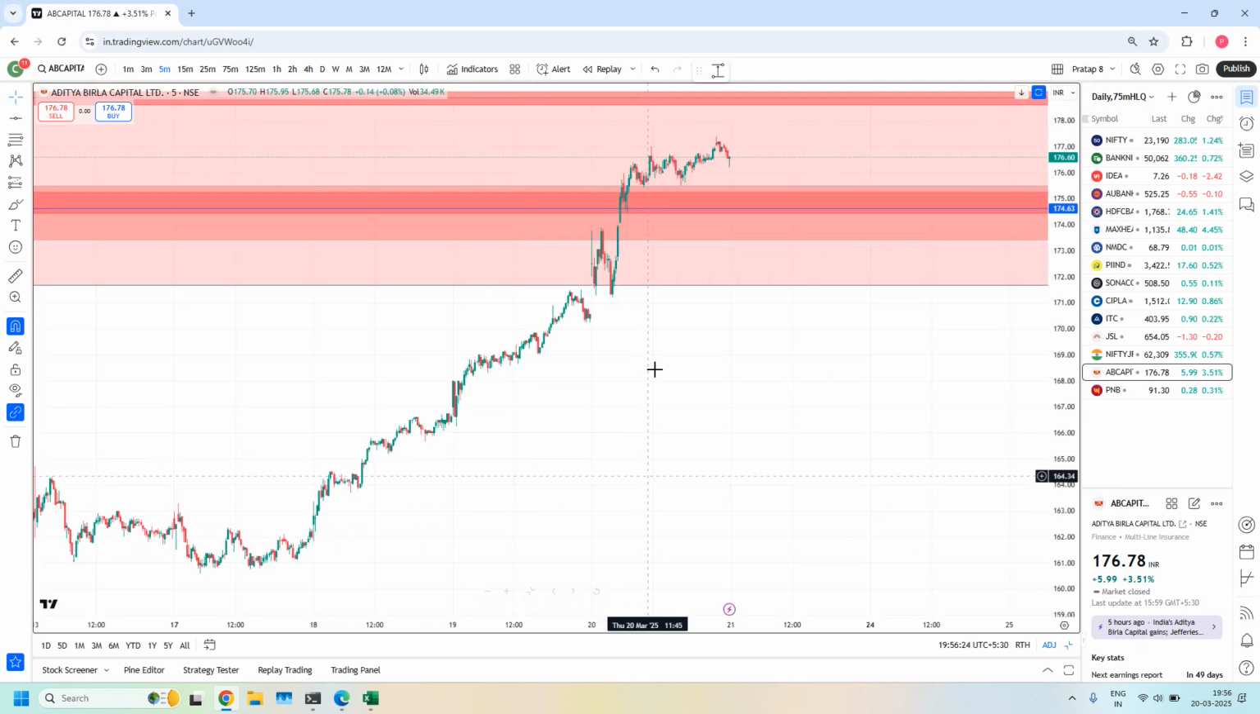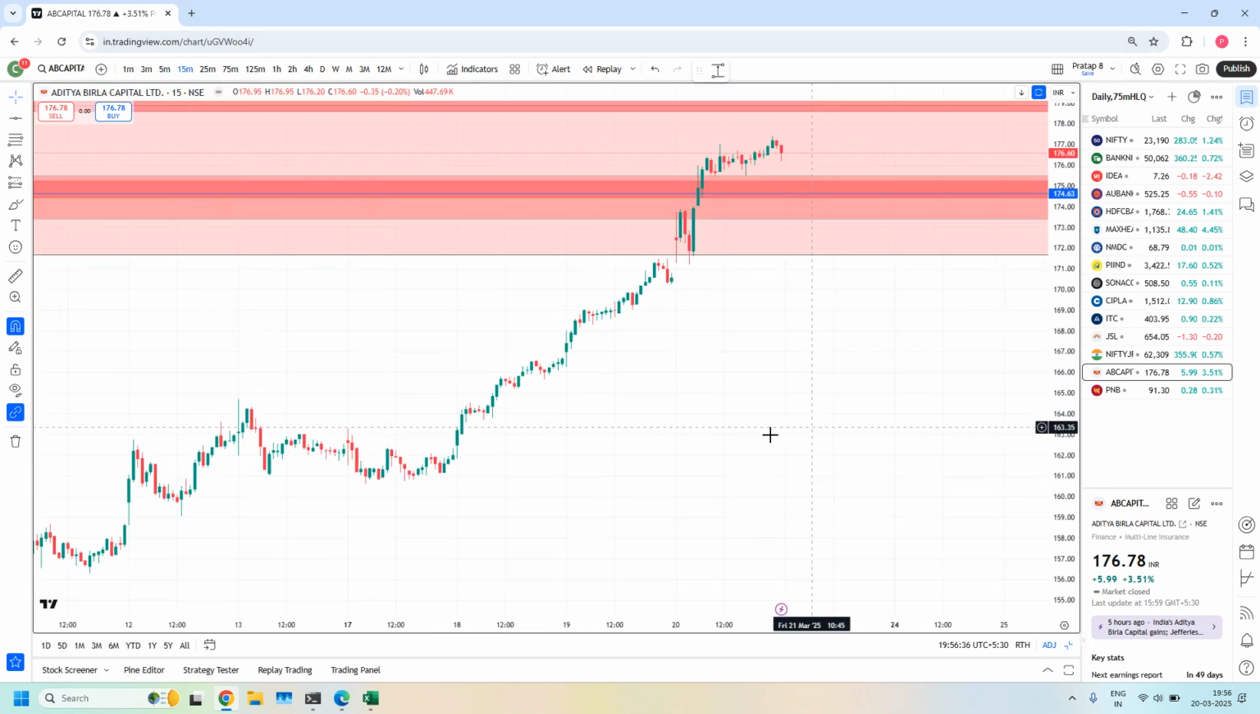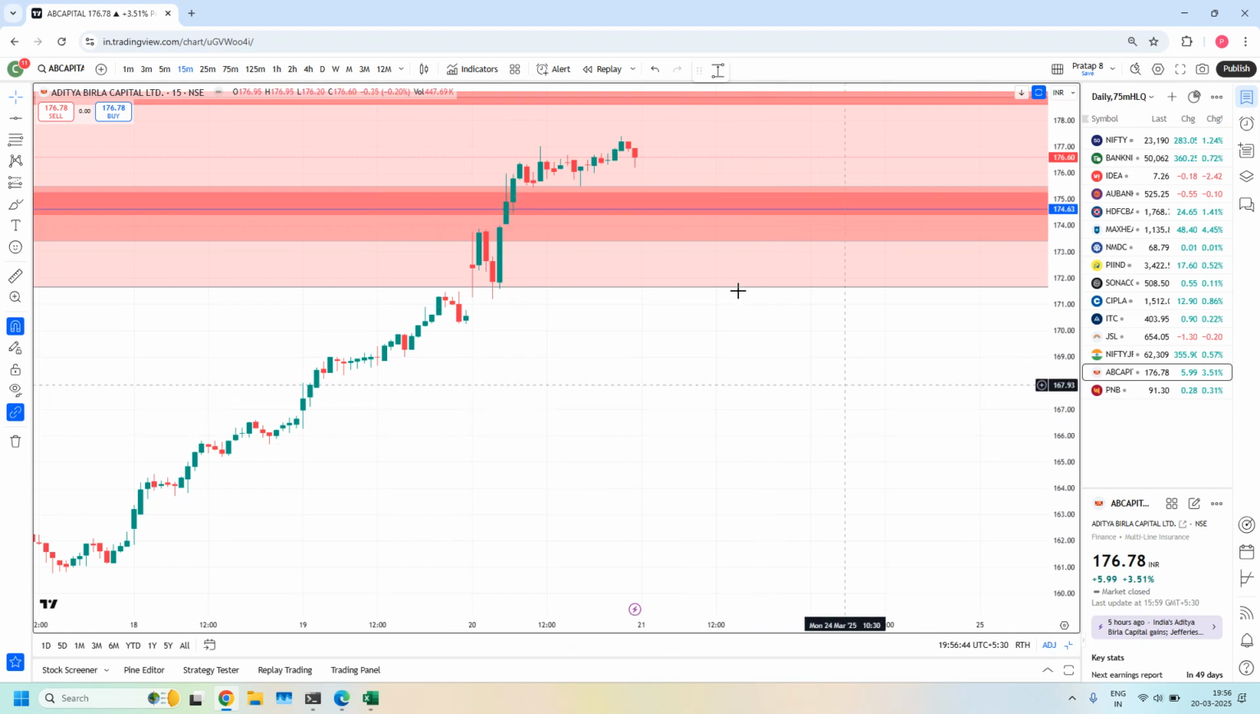But otherwise the zone risk is very high. Those who planned the trade fine tuned the zone, or some of you might have avoided it due to heavy risk. Okay. So this is about ABC Capital.